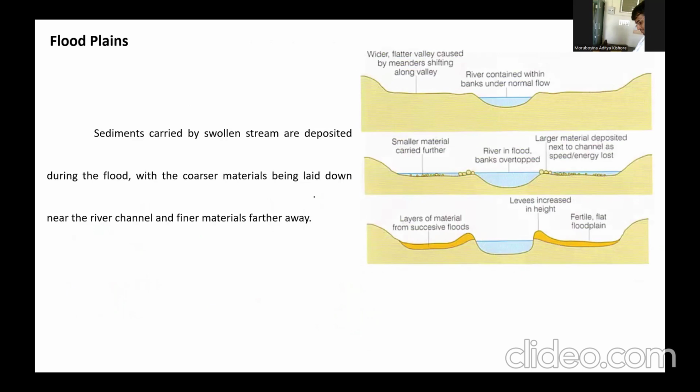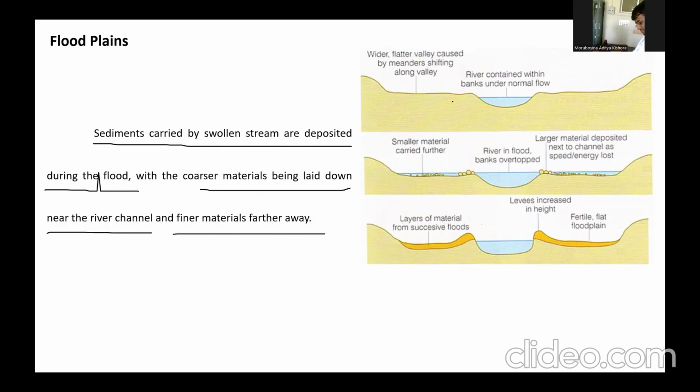Coming to floodplains, these are sediments carried by a swollen stream and deposited during the flood, with coarse material laid down near the river channel and finer materials further away. Just like this, we can see here, when the river was in normal condition, there will be a wider, flatter valley, with the channel shifting along. But once the river was in flood, what happened?